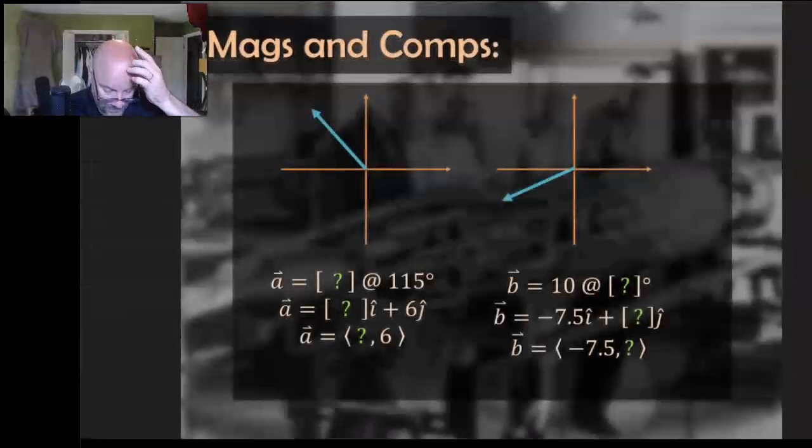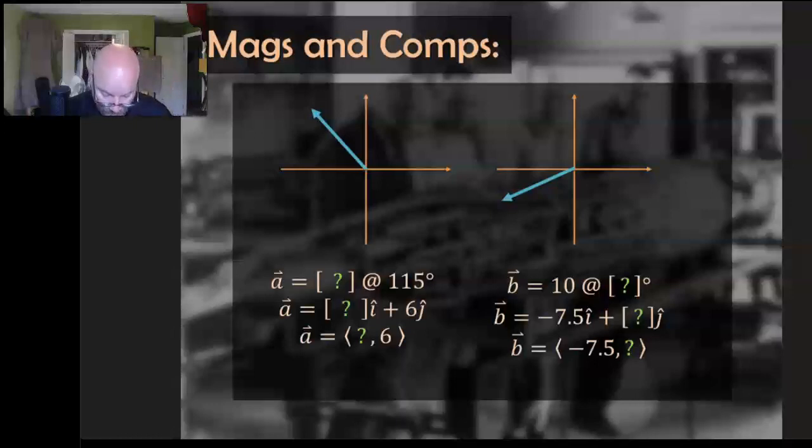Okay, so what if, like in this situation, we don't know the magnitude of A, but we know that we have the 6 in the y direction there, and on B we know the magnitude here, but we don't know the angle, and we know we have the x direction here. So how do we deal with those situations?